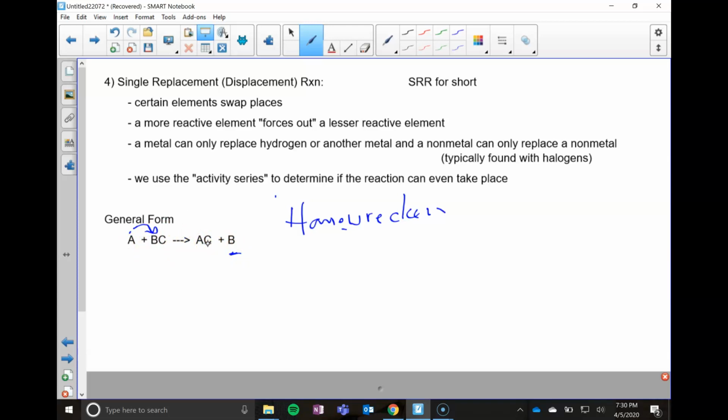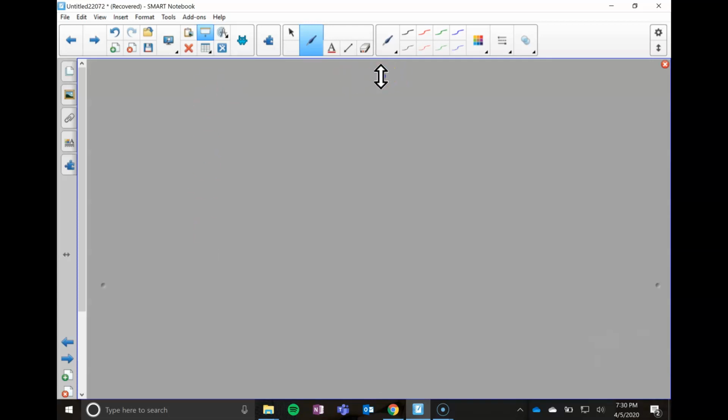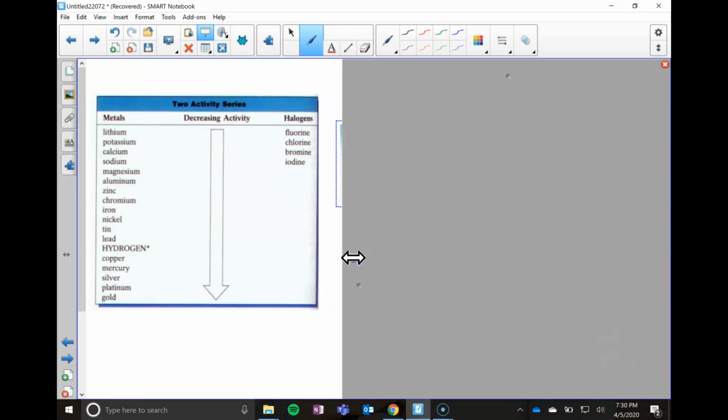So let's look at some examples of single replacement reactions, and first I'm going to show you this activity series, and I'll have this for you in your resources. So on the left side of this activity series is your metals, and they are in order, and notice hydrogen is in there also. At the top is your most reactive metal, lithium, and that should make sense because that's one of our alkali metals, right? Lithium, potassium, and then we get calcium, sodium. So these are the most reactive down to the least reactive. So something that is on top can push something out that's below it. Something that is on the bottom cannot push out something that is above it on this activity series.